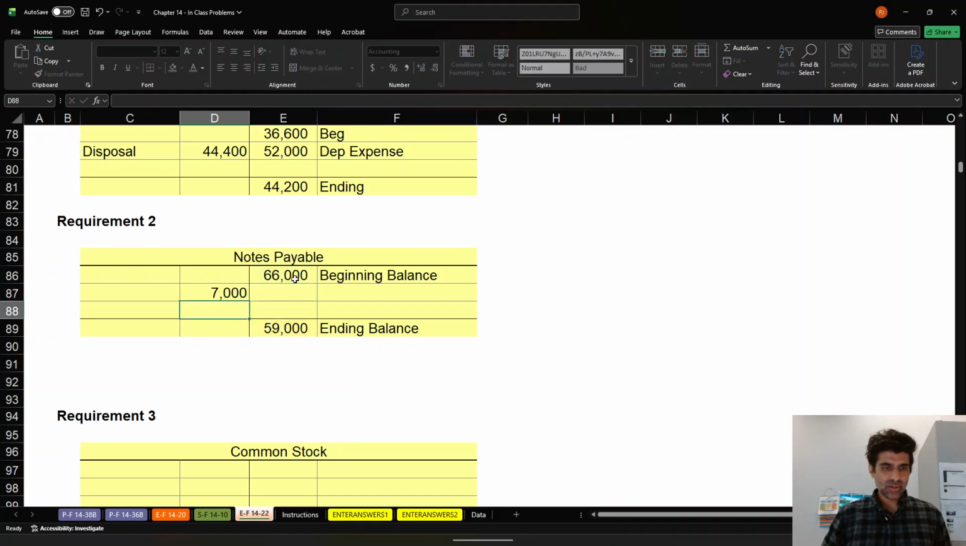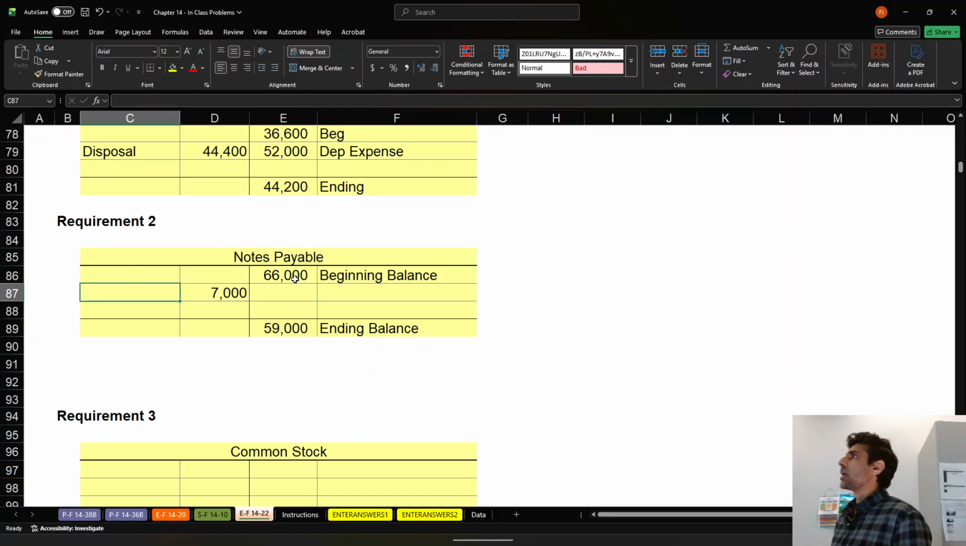Well, we must have had a credit, right? 7,000. So what is this? When we credit notes payable, what does that represent in actual business terms? What happened here? Yeah, you paid off some of your notes payable.